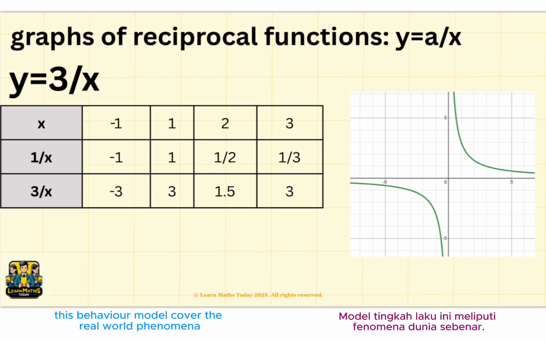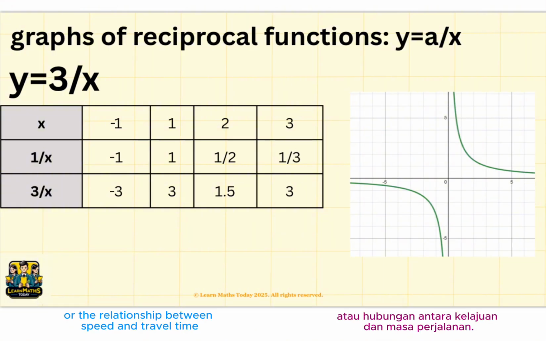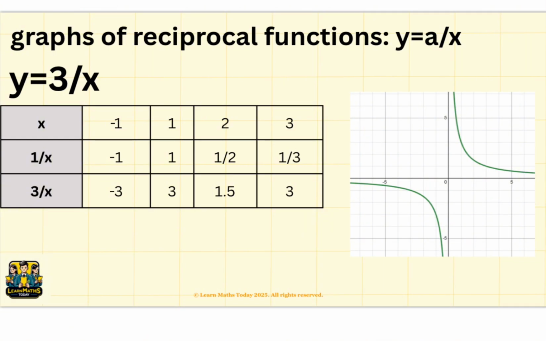This behavior models real-world phenomena like electrical resistance or the relationship between speed and travel time. If you're driving a fixed distance and you double your speed, you halve your travel time. We call this a reciprocal behavior.